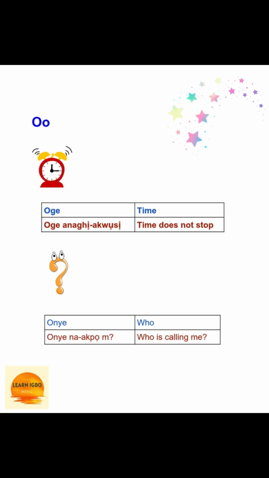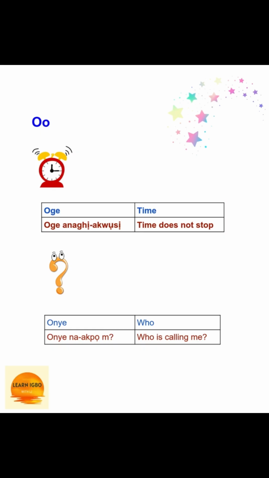Our Igbo letter for today is the letter O. This is probably the only letter in the Igbo alphabet that matches the English alphabet. The letter O.